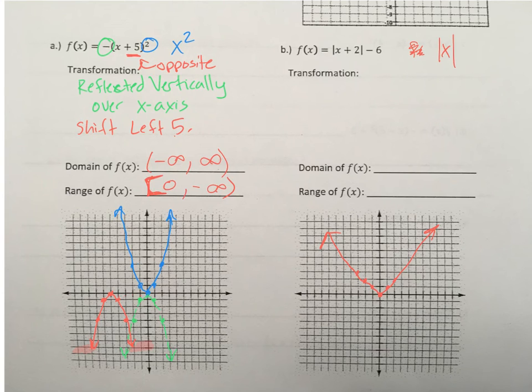And then I'm going to look at the transformation. The first transformation that I come to is this one, and it's inside. So inside opposite. It says plus 2, so I'm going to shift left 2. So I'm grabbing a different color. I'm shifting this thing left 2.